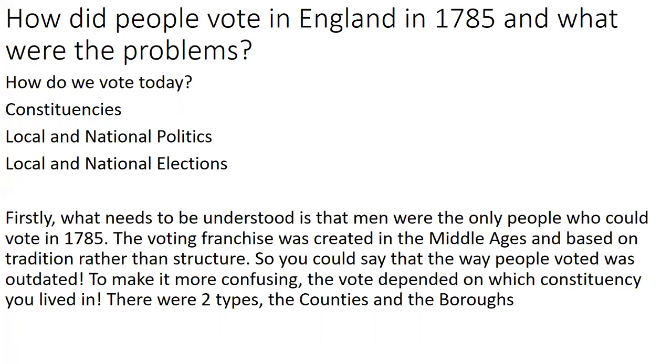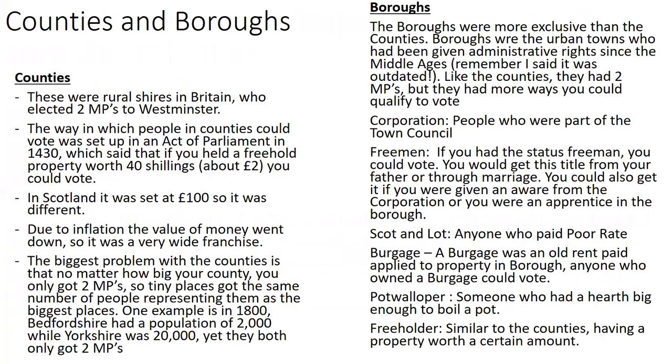And just to make it a little bit more confusing, the vote that you had depended on which constituency you lived in. There were two types of constituency. This is non-existent in today's society, but you either lived in the counties or the boroughs. And depending on where you lived, depended on how you could vote. This is some information on counties and boroughs.